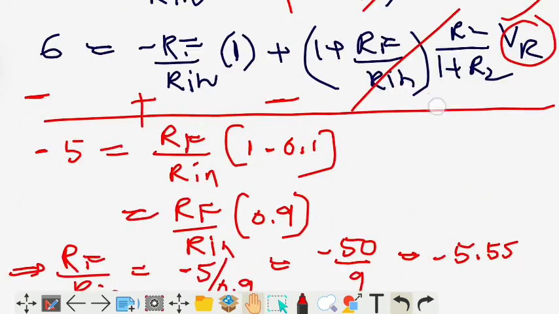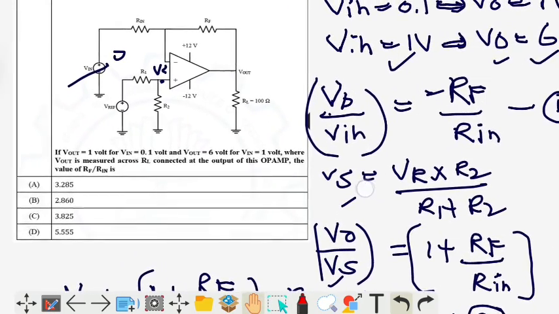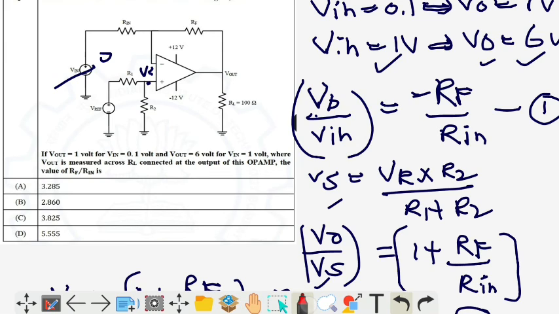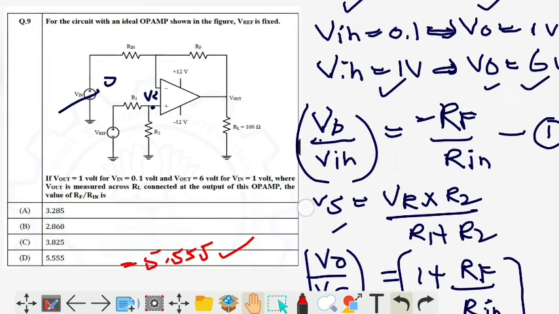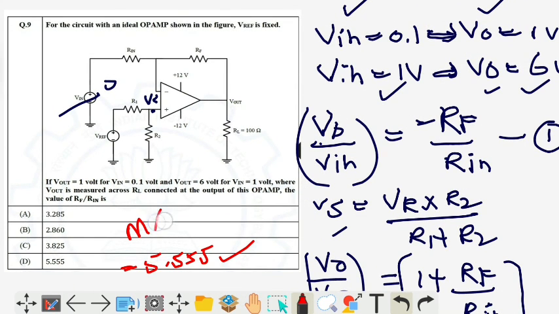So let's see the options. When you see, the minus sign is missing in the options, so they gave 5.555, but actually it should be minus 5.555, then it's going to be the right answer. In the GATE examination, marks were given to all for this question. The only mistake was not giving the minus sign, or else, if they had asked for the magnitude of Rf by Rin, then D would be the answer.